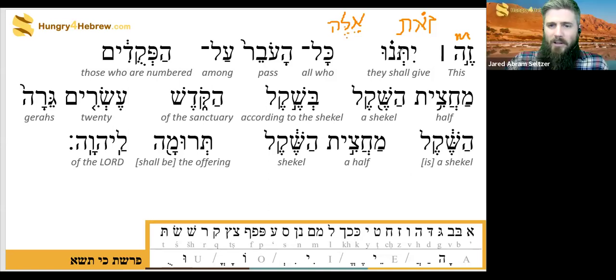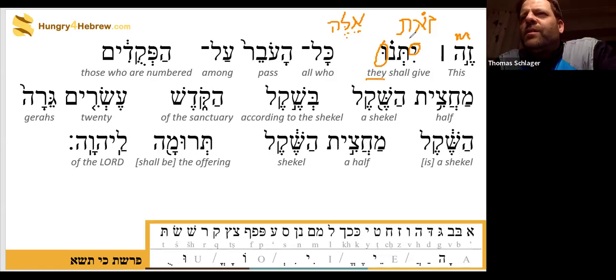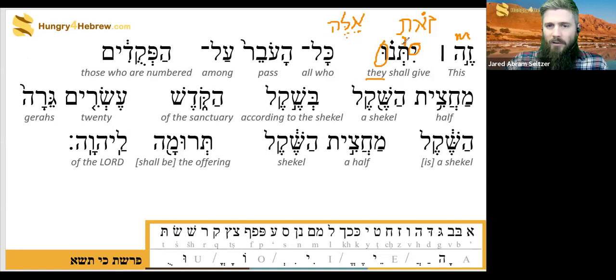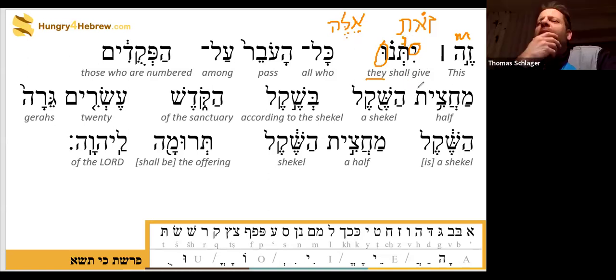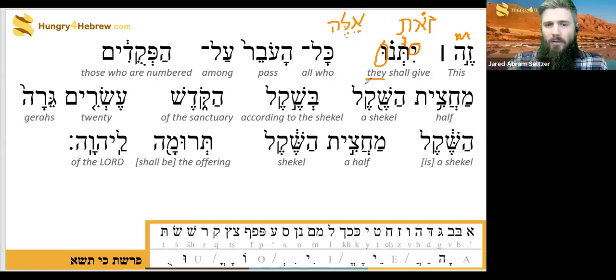Yitnu. Yod at the front, u at the back. That means they are the subject. Dagesh means we have a missing letter. Nun, Natan. And Yikton, Natan. Yitnu, they shall give. Who shall give? Kol ha'over. Everyone, or each and every, all, the ones passing.